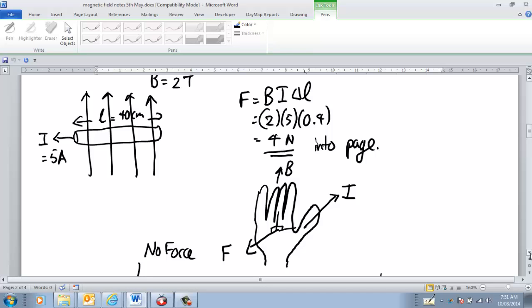So in this particular case, you put your fingers in the direction of the field, and that's going upwards, so you put your hand going upwards. You've got your thumb going to the left hand side, and so therefore you would be pushing into the page. So that's the direction of the force. Alright?